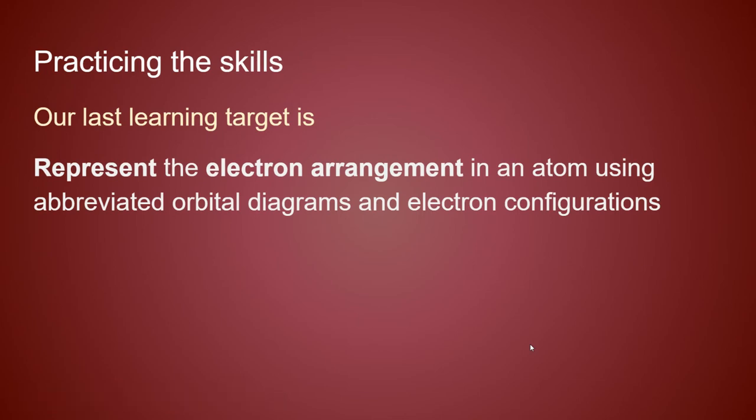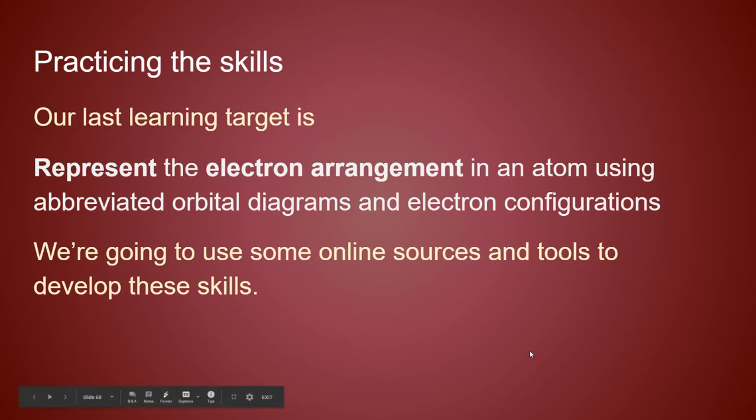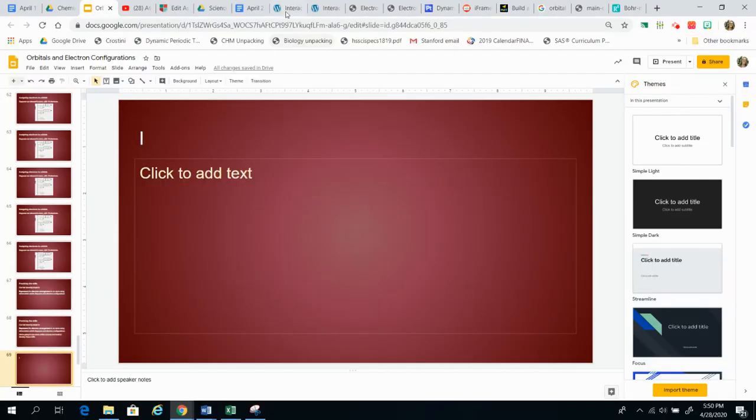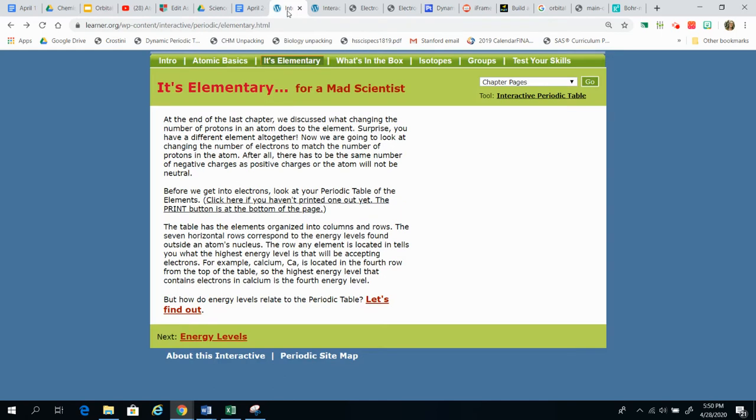Our last learning target is represent the electron arrangement in an atom using abbreviated orbital diagrams and electron configurations. So these are a couple of skills, and we're going to use some online sources and tools to develop them. All right, exit this. And we're going to go over to the first online source, and this is linked on the Canvas page.